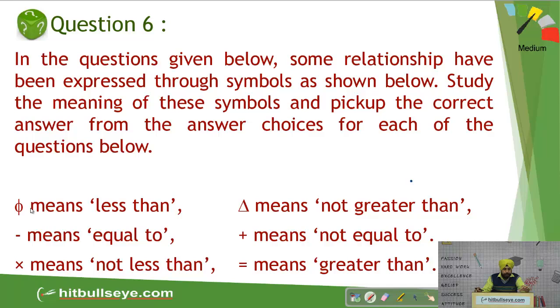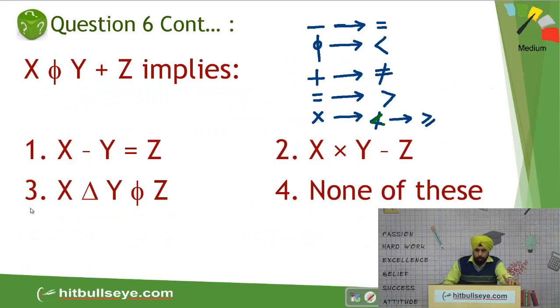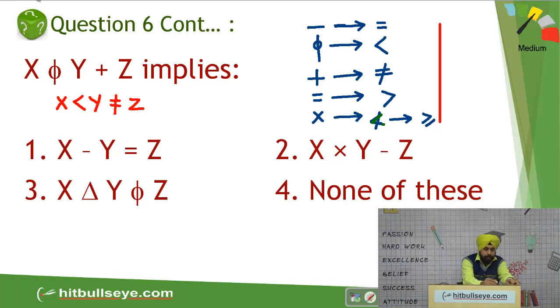Now, students, here some symbols are given along with their meanings, and we have to answer certain questions. So, these are the symbols with the meanings given. We have made them here for you. Now, the basic question says X, this symbol Y means X is less than Y, and plus means Y is not equal to Z. Now this is the question given. Now let's compare the options given one by one.